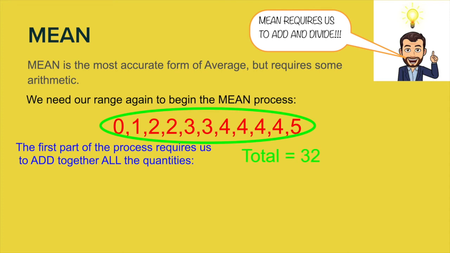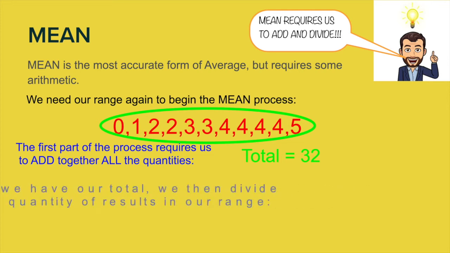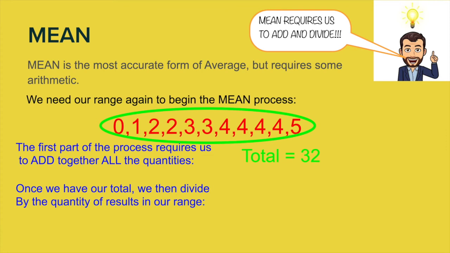So we have a total of 32. Now, what we then do, that's our addition, we're then going to divide, all right? Once we have our total here, we're then going to divide by the quantity of results in our range. What that basically means is how many numbers are there, okay? So let's have a look.